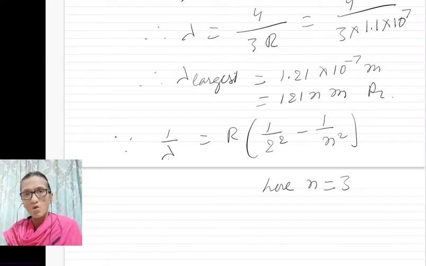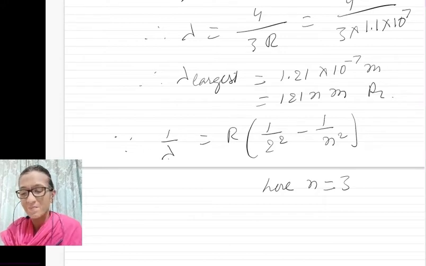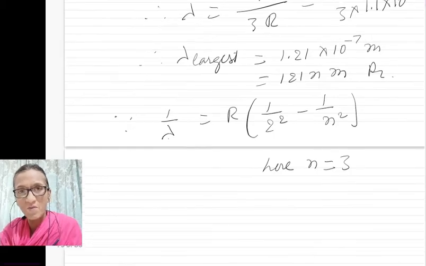So this is how you will proceed. This is how you will think about what should be the value of n.